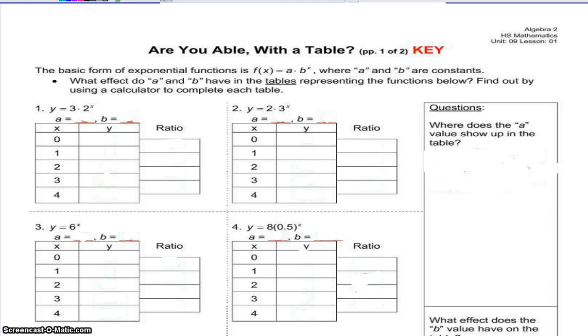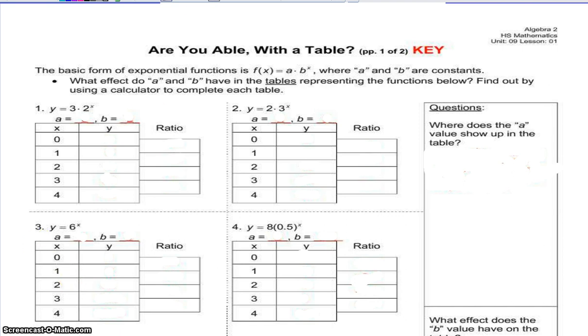Well, we want to explore what effects that a and b have on the tables that are representing the functions below. So we're going to find this out by using a calculator to complete the table. So I'm going to do the work and I just want you to take good notes. So on the first one here, we have y equals 3 times 2 to the x power.